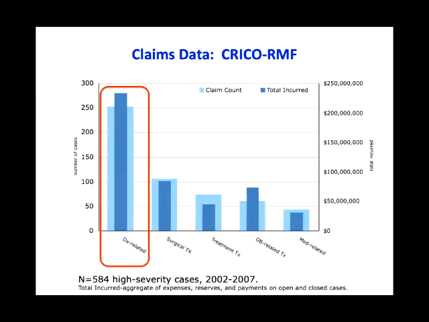This is data from a malpractice insurance company from the United States. You can see along the bottom the sample size is close to 600, and the data was collected between 2002 and 2007. The light blue bar is the number of claims, and the dark blue bar is the total dollar cost. And you can see that the diagnosis-related errors far exceed the incidence of all the other sources of error.